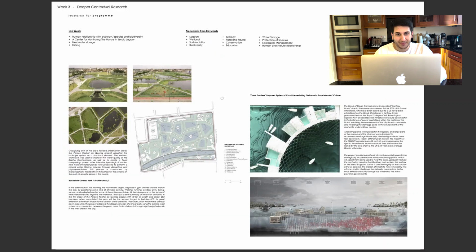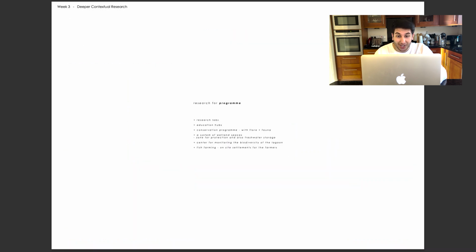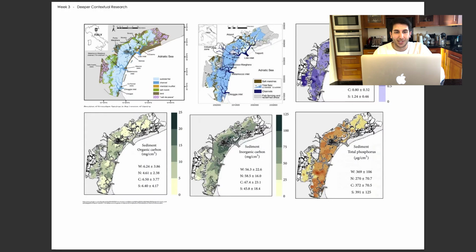Research for the program, so things that I've been thinking of, things that I've been discussing with my tutors. Again, some more precedent research. The programs: research labs, education hubs, conservation programs, a system with wetland spaces, zones for protection, freshwater storage, monitoring the biodiversity of the lagoon, fish farming, things like that. But these are all initial. Deeper contextual research. I think these came from the Atlas of the Lagoon, which is a fantastic website that we've been using, and we've been very thankful to those tutors for providing these resources for us to look at.